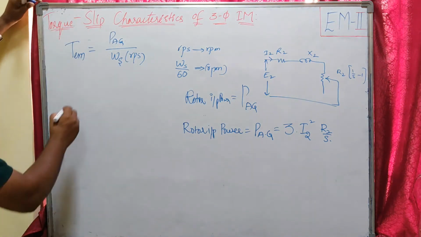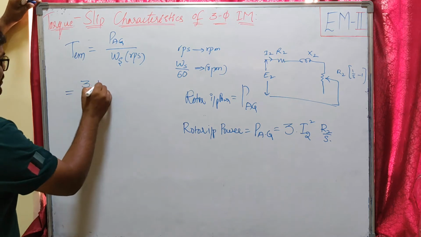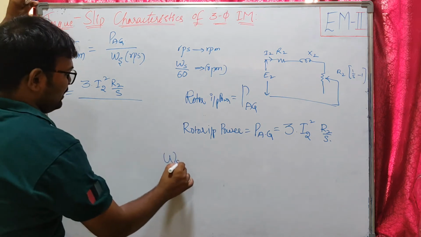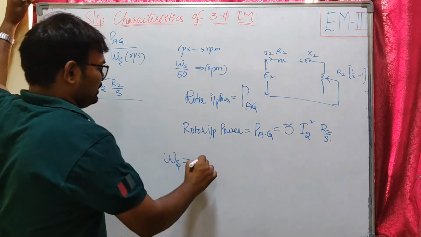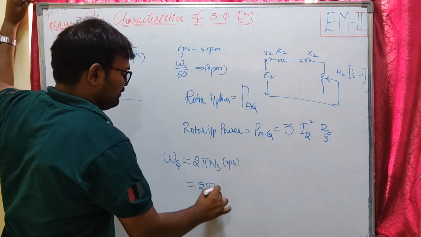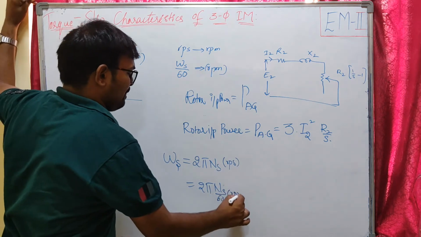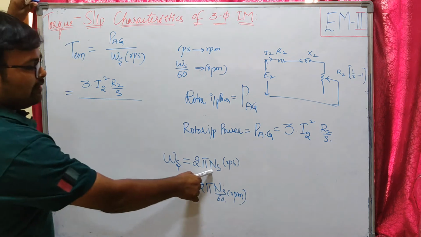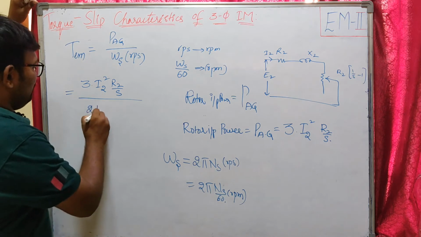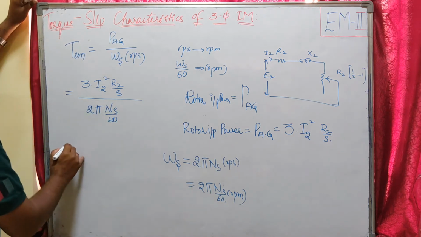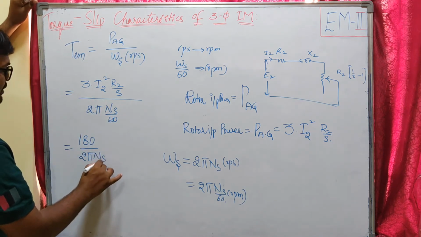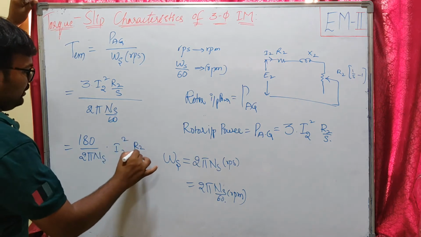So I am substituting the value of rotor input power, which is equal to 3 times I2 square R2 by S, divided by the speed. I am converting our angular speed into linear speed, that is 2 pi ns. This is in RPS. Whenever I convert this to RPM, I have to divide with 60 seconds. Earlier it was RPS. So I am substituting the speed 2 pi ns by 60. Taking the 60 to the numerator side, that is 60 into 3, 180 by 2 pi ns into I2 square into R2 by S.